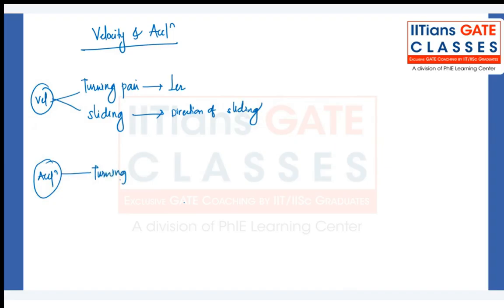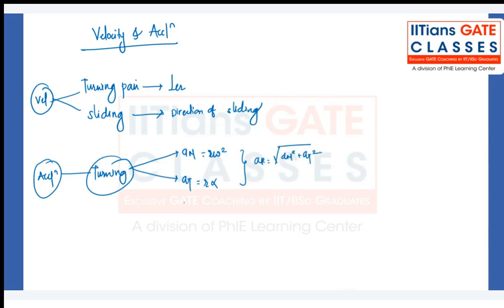If I talk about the turning pair, it has two components. One is normal acceleration and another one is tangential acceleration. Tangential acceleration is r alpha, which is perpendicular, and the normal or centripetal acceleration is towards the center, which is r omega square. The resultant acceleration is the square root of normal acceleration square plus tangential acceleration square.